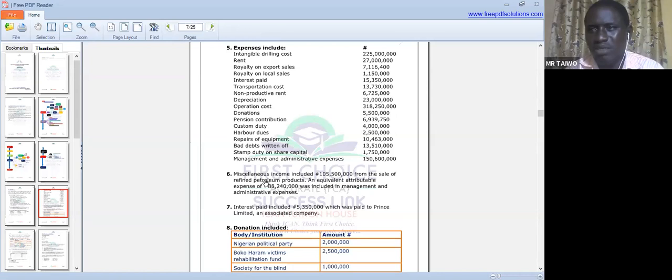That downstream transactions will be taxed under the Company Income Tax Act. Therefore, this income will now be deducted from the miscellaneous income, because you are going to tax it under the Company Income Tax Act at 30%. Now, they give an equivalent attributable expense of this income. Expenses that relate to this income, 88,240,000, were included in management and administrative expenses. I hope you're getting me now.